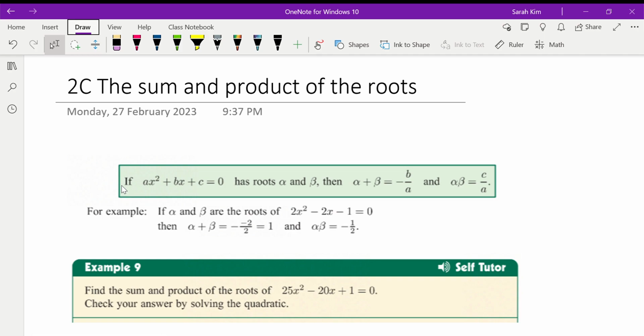Alright, to see the sum and product of the roots. A little bit of a disclaimer, this is probably one of your hardest chapters, other than the problem solving questions. So this is sum and product, but a problem solving version, like a harder version. So if you don't completely get this, that is okay.